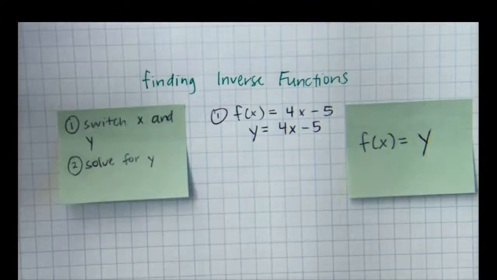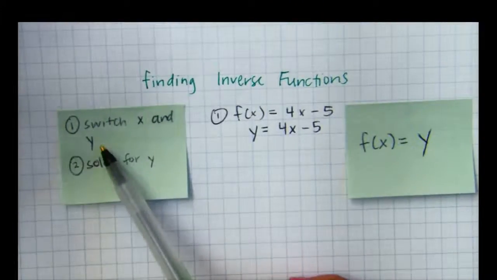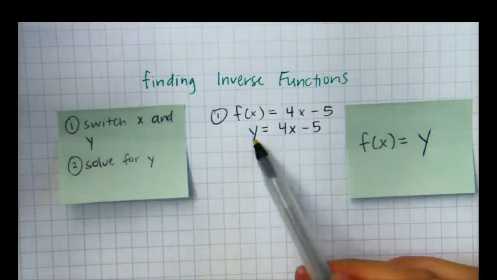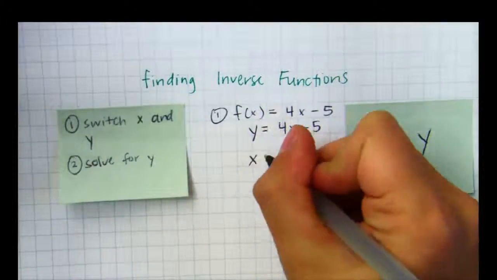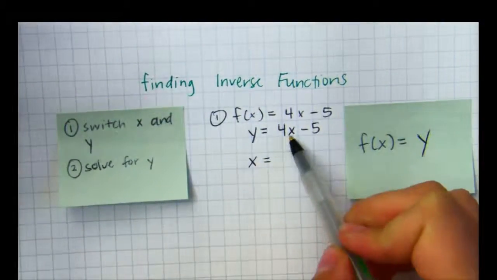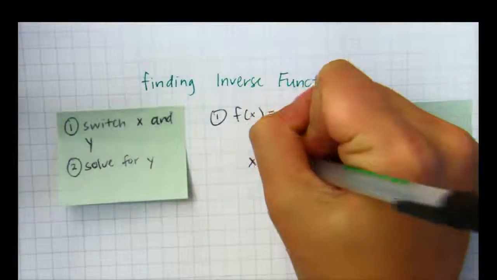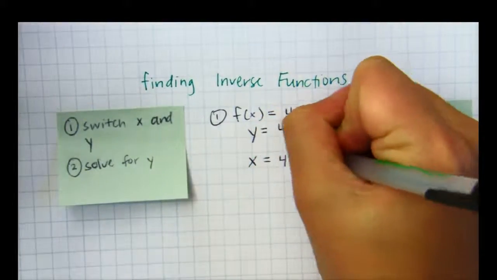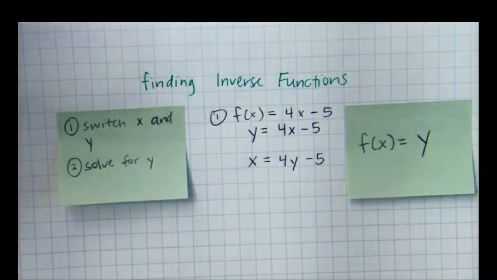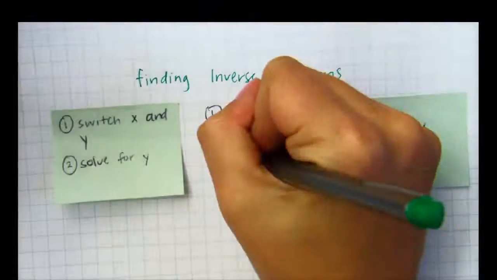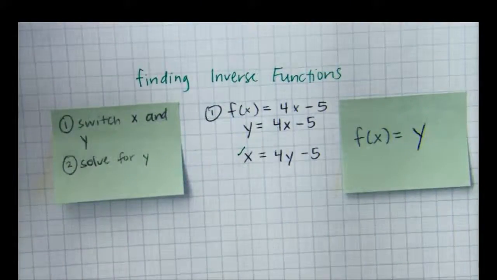Okay, now that I've got an x and y value, I'm going to just switch their locations. Wherever there's a y, I'm going to write x is equal to, wherever there's an x, I'm going to write y. So 4 times y minus 5. At this point, I've done step one. x is equal to 4y minus 5.